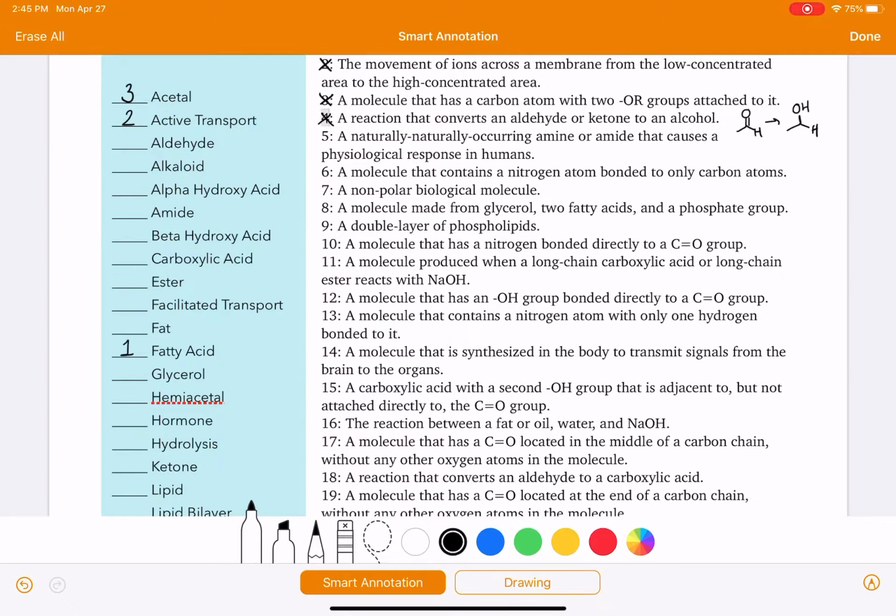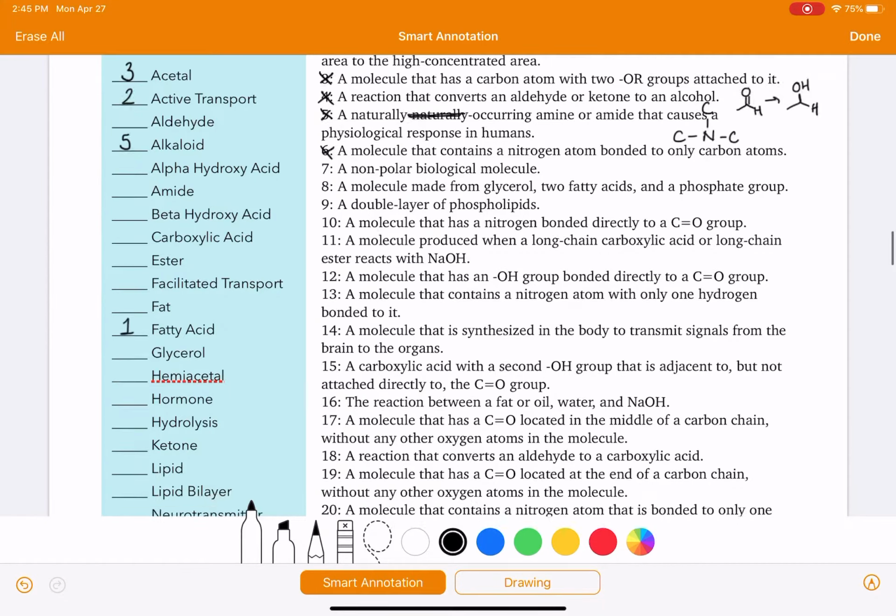A naturally occurring amine. I don't think that naturally is supposed to be in there twice. A naturally occurring amine or amide that causes a physiological response in humans, that is the alkaloid. A molecule that contains a nitrogen atom bonded only to carbon atoms, that looks like a tertiary amine.